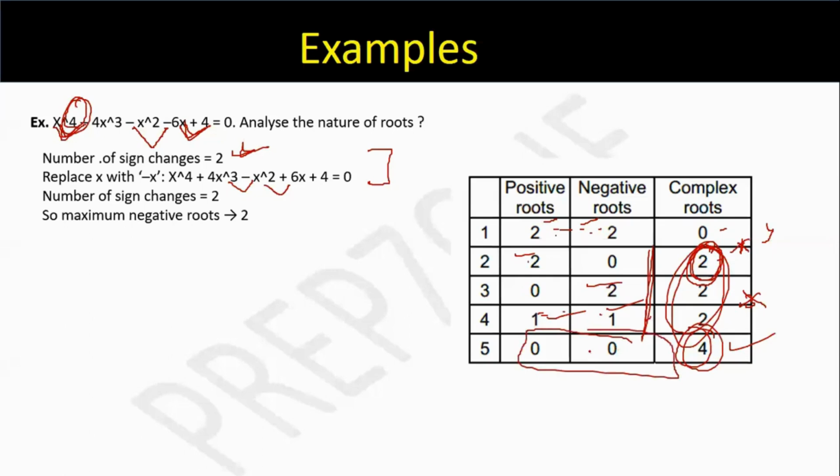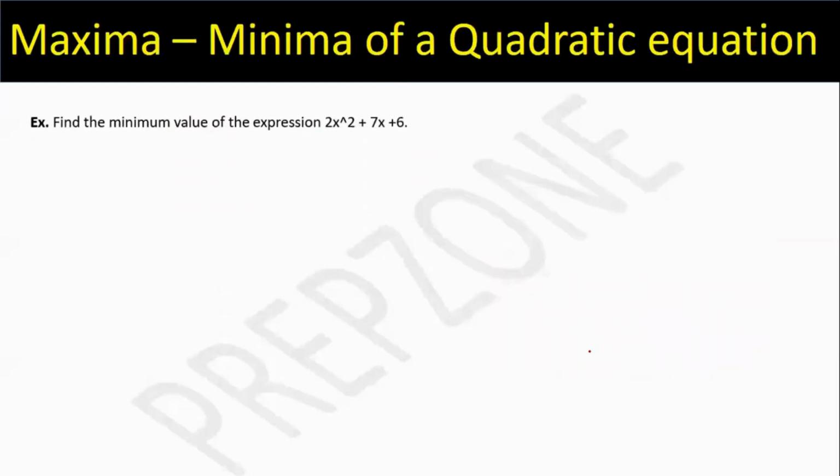Okay, so got it. Chalo. Let's move on to the next concept of maxima minima. Though we will do maxima minima separately as a part of functions topic, I just wanted to apprise you about how we solve maxima minima of a quadratic equation. So this is a quadratic equation given to you. You need to find the minimum value of this particular expression. इसकी minimum value क्या होगी? ठीक है?